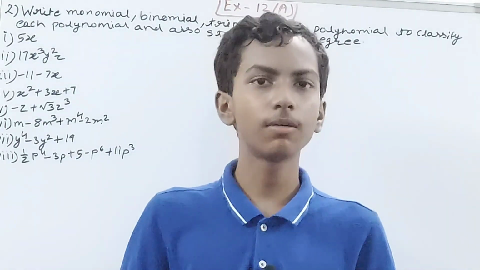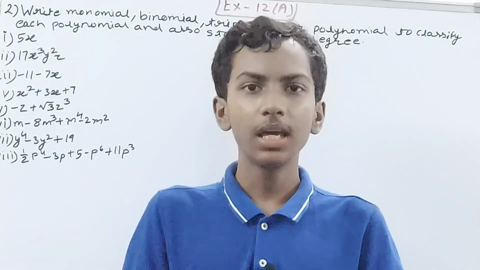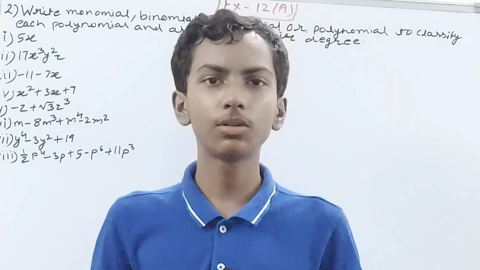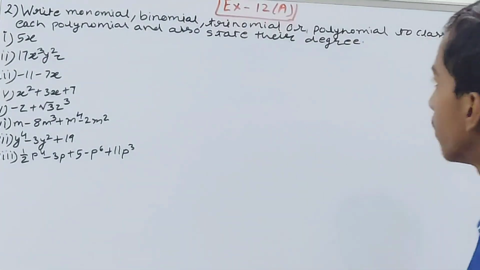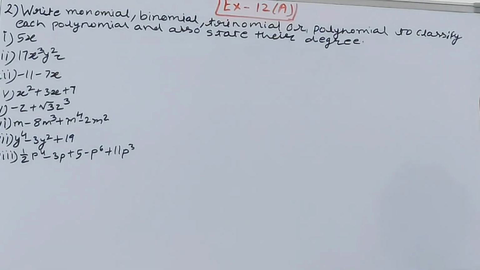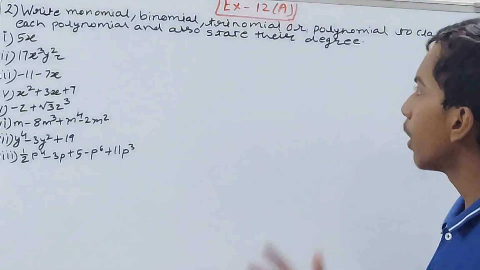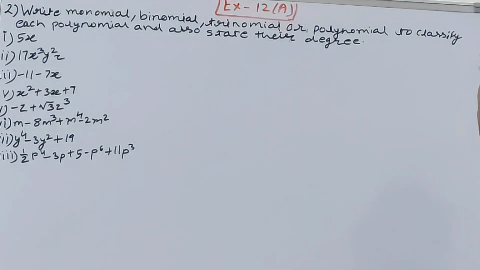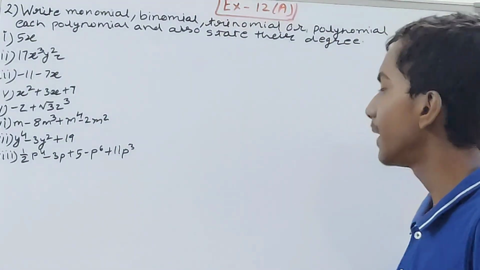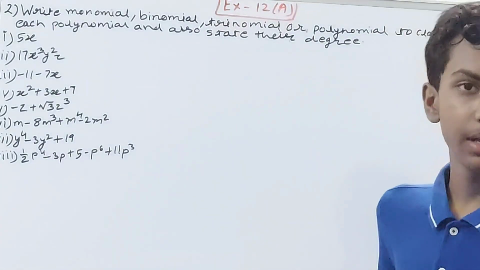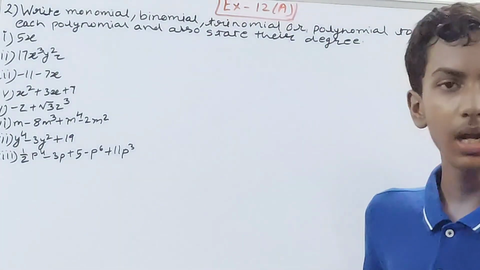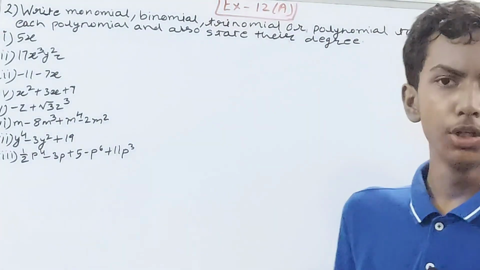In this video we are going to solve ICSE Mathematics class 8 chapter 12 fundamental concepts and operations exercise 12A question 2. Write monomial, binomial, trinomial or polynomial to classify each polynomial and also state their degrees. So you have to classify each of these polynomials and tell which type of polynomial they are, monomial, binomial, trinomial or polynomial, and also write down their degrees. So we'll begin.